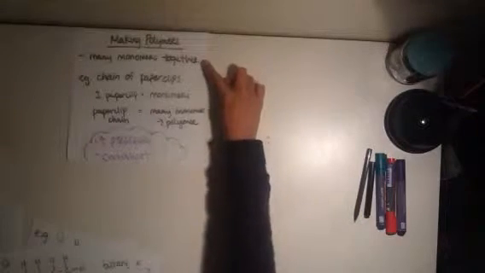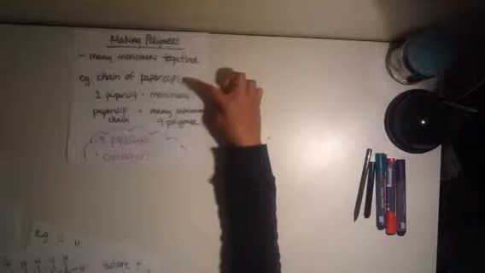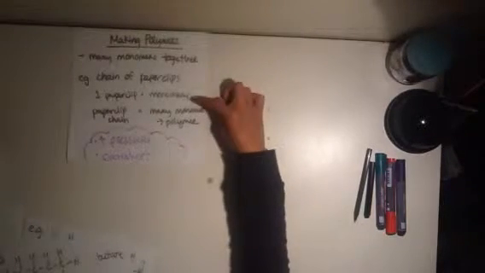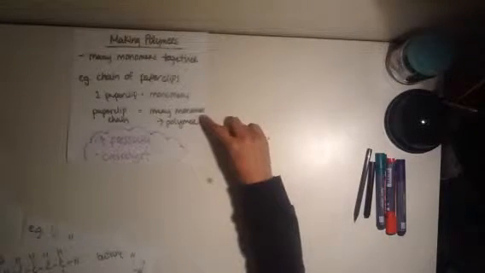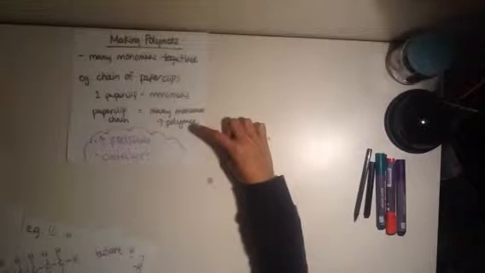Alright, making polymers. Polymers are made from many monomers joined together. A simple example is a chain of paper clips. If you have just the paper clip by itself, that is the monomer. When you join the paper clips together to form the chain, that's many monomers together, so that is known as the polymer. So again, polymers are just many monomers joined together.